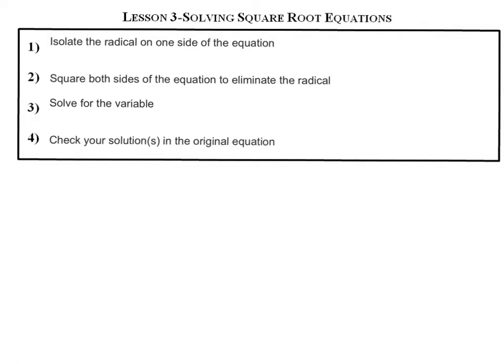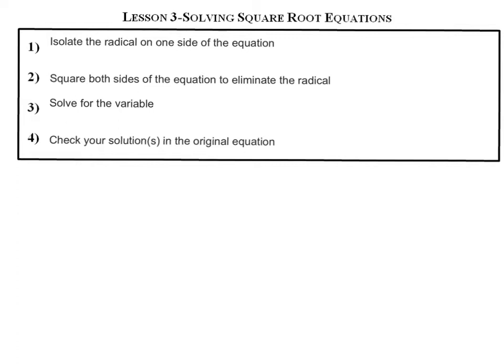In step number 1, let's isolate the radical on one side of the equation. So do whatever you need to do, whether you're adding, subtracting, multiplying, or dividing, to move terms other than the square root to the other side of the equation. Step number 2, once the radical is by itself on one side, we're going to square both sides of the equation to eliminate the radical.